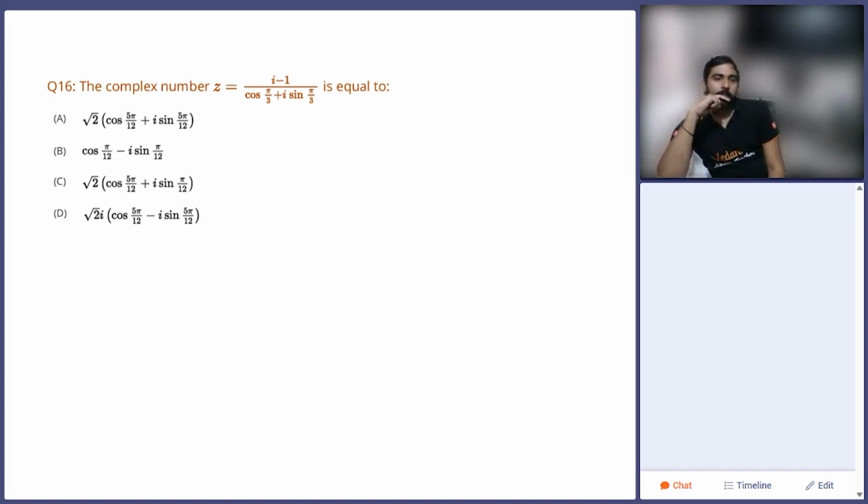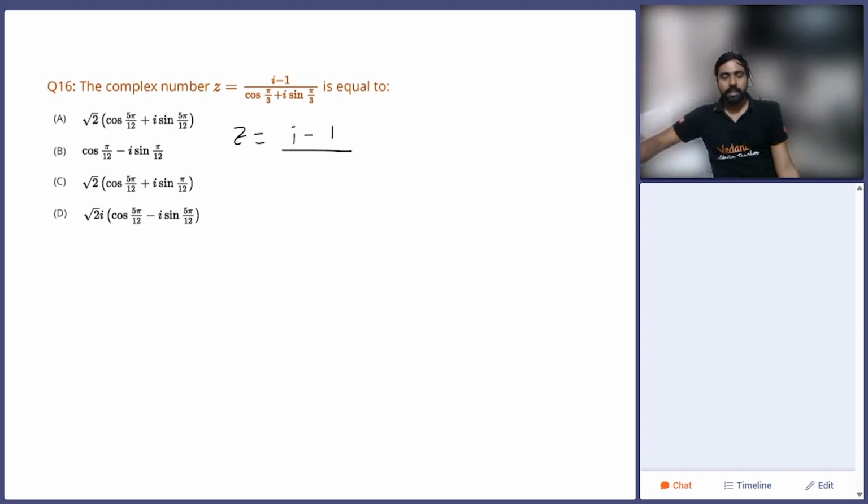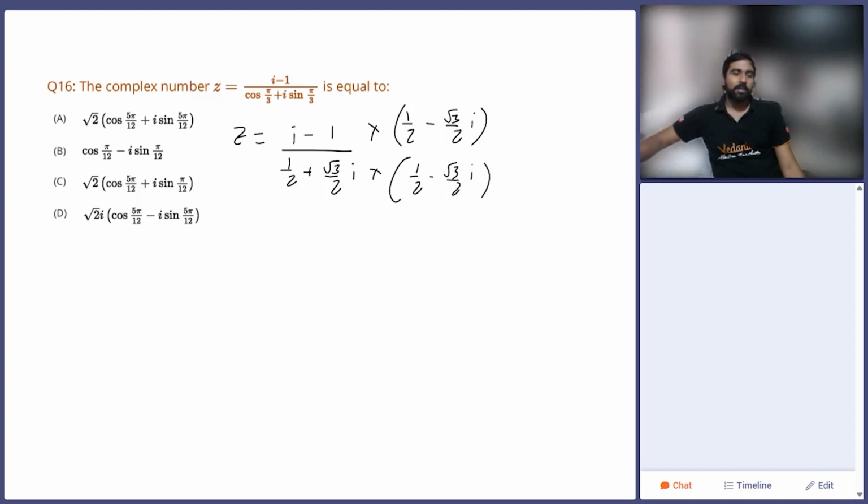What do we have here? You have been given a complex number, iota minus 1 upon cos pi by 3 plus iota sin pi by 3. Okay, division of a complex number and then converting this into polar form is the question. Very well. Division of complex number. First of all, let me just write the complex number out: iota minus 1 divided by 1 by 2 plus root 3 by 2 iota. How do we divide? Multiply and divide with 1 by 2 minus root 3 by 2 iota.